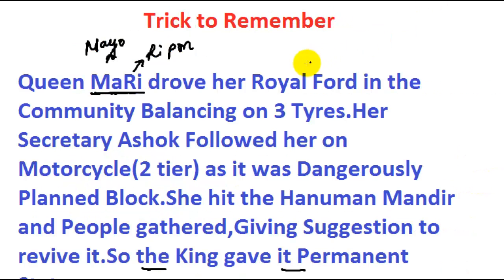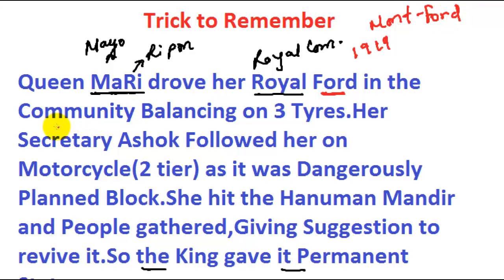Let us move to our story again. MA stood for Mayo, RI for Ripon, drove her. Royal is for Royal Commission on Decentralization. Ford stands for Montague Chelmsford reform 1919, or Montford. In the community. Community stands for Community Development Program. Balancing stands for Balwant Rai Mehta Committee. BAL for Balwant Rai Mehta Committee.